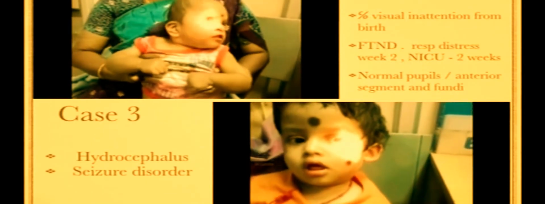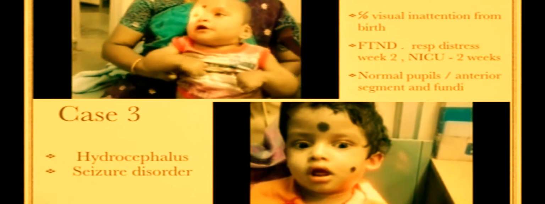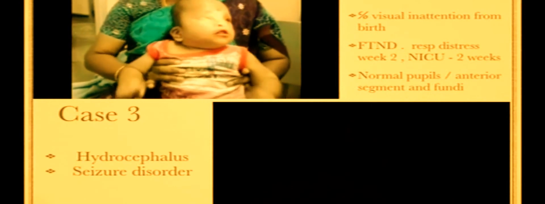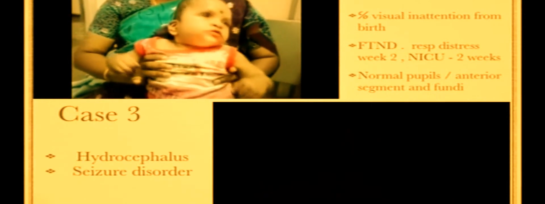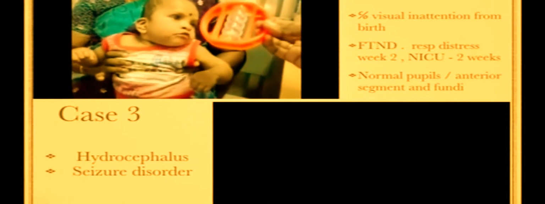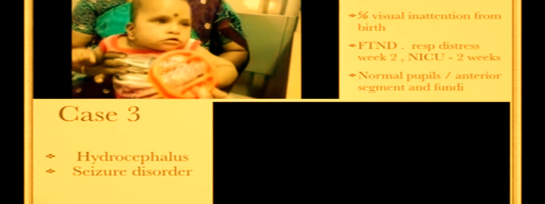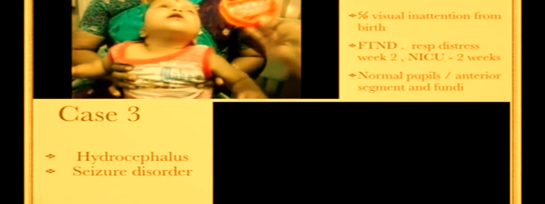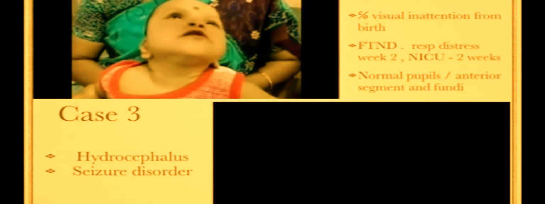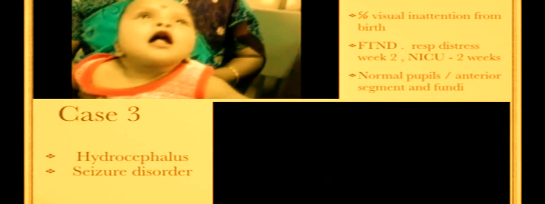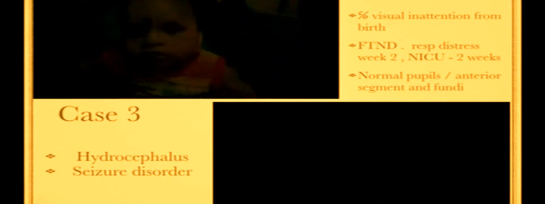So have a look at these patients. These two children have a similar diagnosis. This one had visual inattention from birth, full-term normal delivery, and had a stormy neonatal period with respiratory distress and was in the NICU for 2 weeks. You can see the child is not really interested in seeing any objects at all or even light. The other child had hydrocephalus and seizure disorders. So here the ocular exam is normal, but the child is not able to see anything.